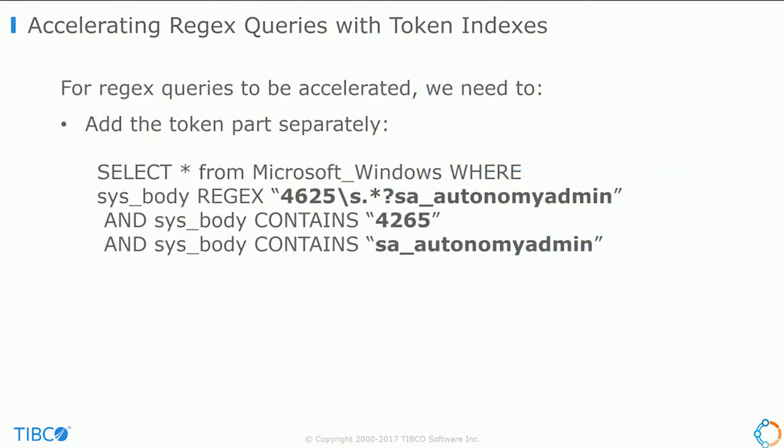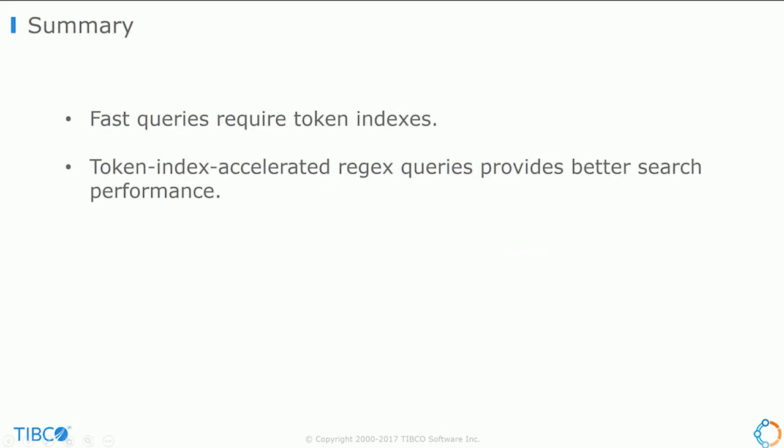For regex queries to be accelerated, we need to add the token part separately. In this example, we're using our SQL syntax for advanced search. What we're looking for is, across all the Microsoft events, in the message, any of these two tokens: 4625 followed by the string. Then we apply the regular expression itself across the result sets. So in summary, fast queries require token indexes. Token index accelerated regular expression queries provide better search performance, as we saw with our advanced search.